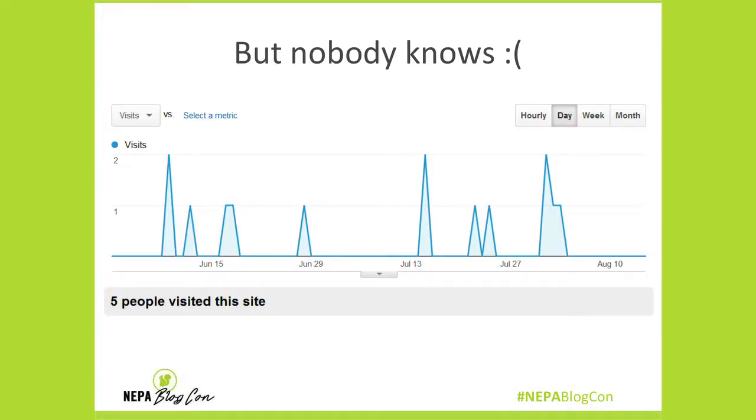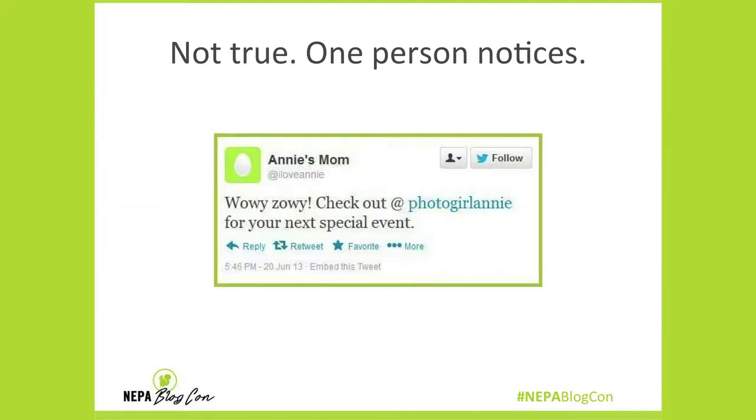Think of how much more impact a review has versus just reading the product description on an Amazon product. It's a lot different. Again, nobody knows. We've all seen this in analytics before, where there's just not much going on, a couple of little peaks that top out at two, and it's just not enough. So, I was wrong. There is one person who knows. It's Annie's mom. And she tweets about it. It's so great. She loves it. She's such a good photographer too, and her mom knows.